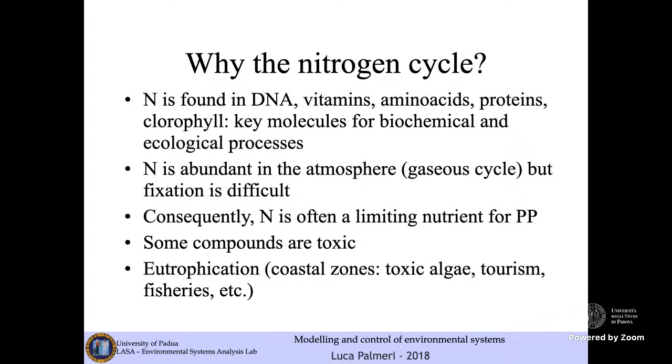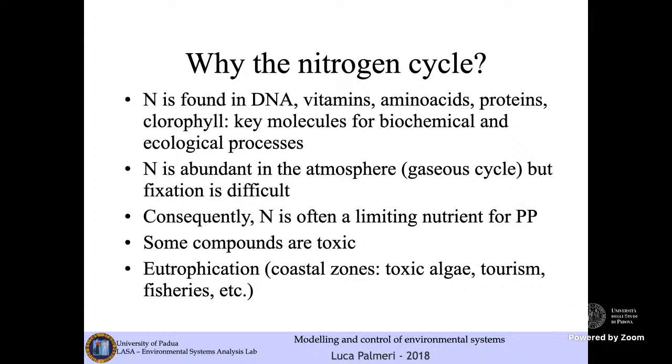So if you want to study ecological processes, nitrogen cycles shall be well understood. Nitrogen is very abundant in the atmosphere, so it is very relevant for the gaseous cycles, but the fixation is very difficult. Transferring gaseous nitrogen, N2, which has a triple covalent bond, and fixing this gas into, for example, amino acids or proteins requires much more energy.